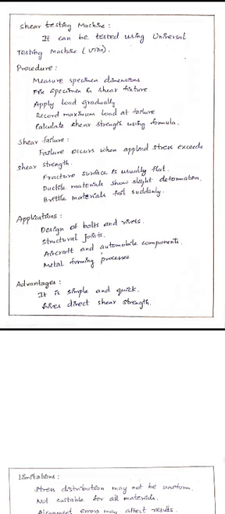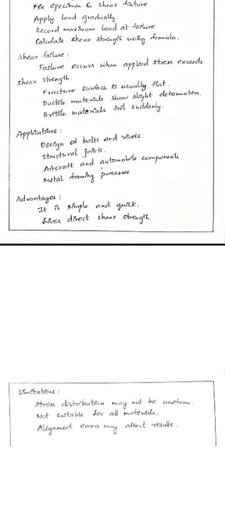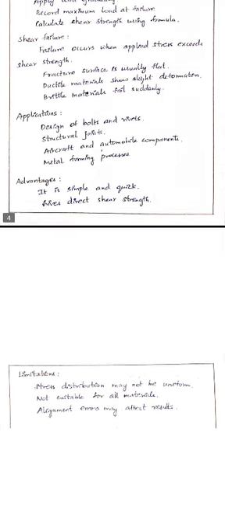And coming to the applications of shear test: design of bolts and rivets. We have already seen bolts and rivets, and now we come to structural joints, as fasteners include the structural joints, and aircraft and automobile components, and metal forming processes. We use this shear test in various kinds of perspectives. And coming to advantages, it is a simple and quick method to determine the shear strength of the material and gives direct shear strength.